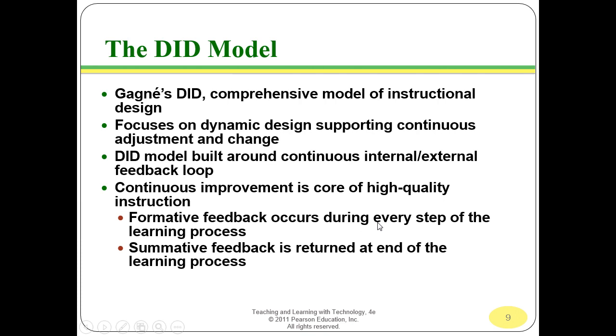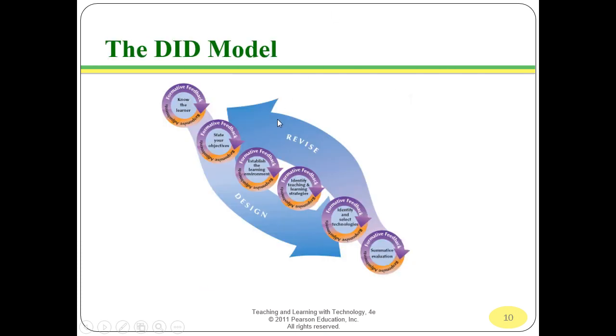Formative feedback occurs during every step of the learning process. There's always some feedback that you and I can get with this system. And summative feedback is returned at the end of the learning process. So once the student's supposed to have learned what they're supposed to learn, well, then we go back and give feedback and try to figure out what worked, what didn't work. And here's the process.